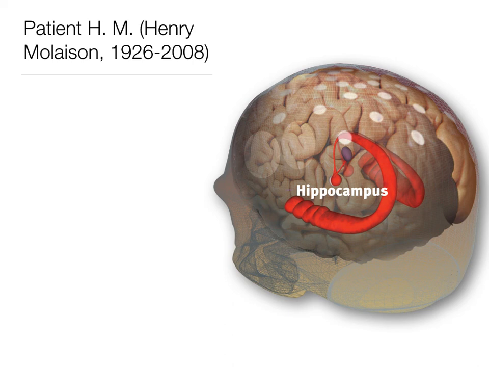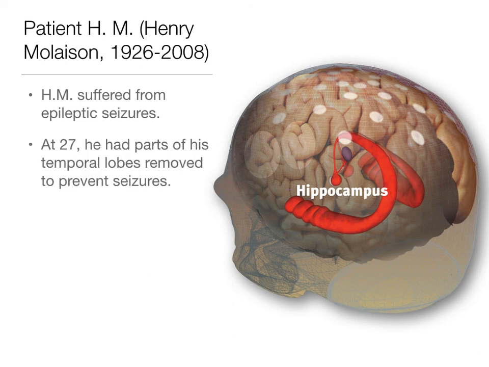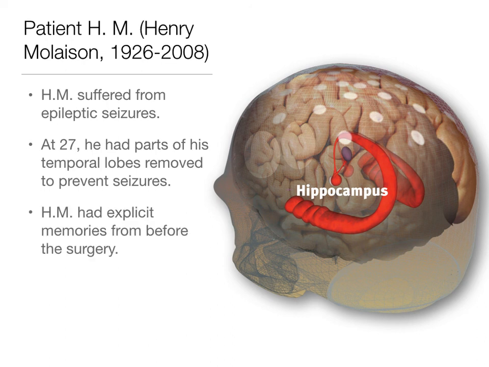HM was a very famous example of this. He suffered from epileptic seizures. And it wasn't until after he died that we knew his full name. He was protected and called HM for a long time. But he suffered from epileptic seizures. At 27, he had part of his temporal lobe removed to prevent these seizures.